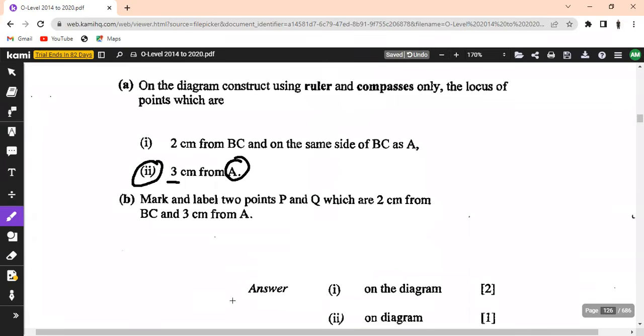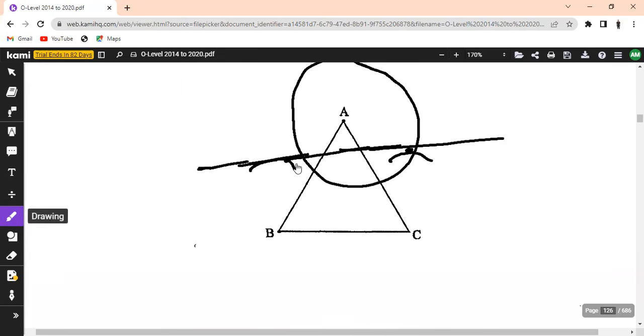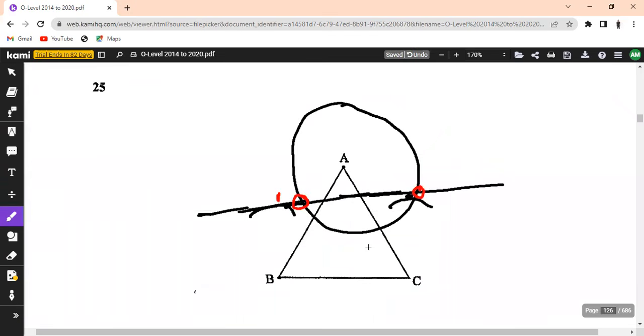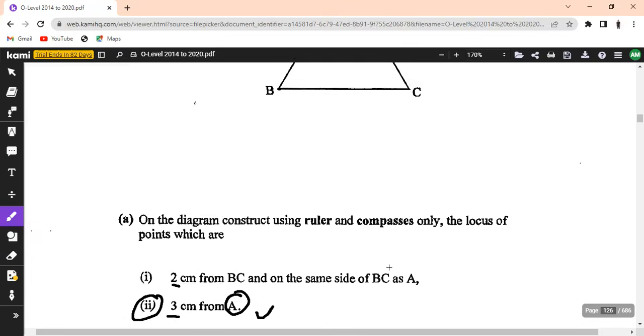And then you're asked to mark and label 2 points P and Q, which are 2 centimeters, which is this one, and 3 centimeters from A, which is this one. So you're saying where the circle and the line meet, those are the points that you're going to mark and label. So it's this point and this point, and we label them P and Q. Remember, you're told to label them P and Q. This one is not accurate, guys. I'm just saying that is what you're supposed to do. When you do the exact thing, here I'm just showing you what you're supposed to do in actual sense. So I want you to try that and see if you're obtaining the exact thing.